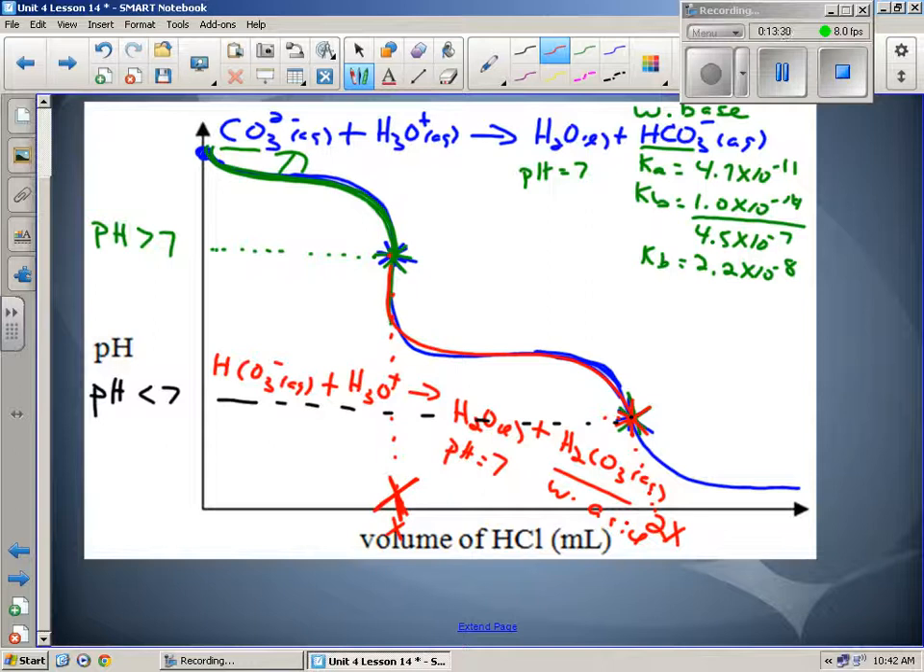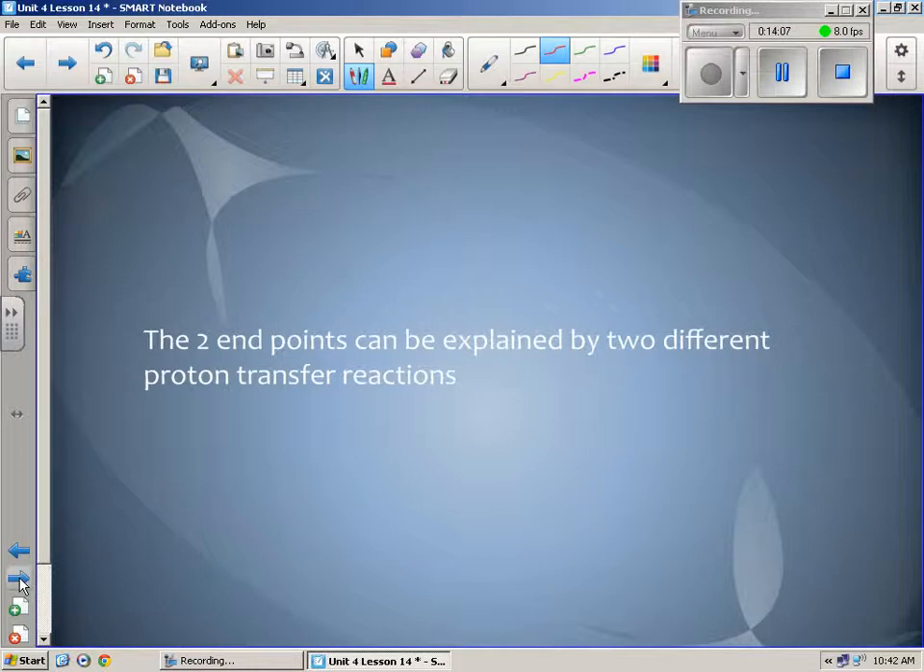Okay? So if it takes 10 milliliters for the first reaction to take place, it's going to take an additional 10 milliliters for the second one to take place, or basically 20. So 10 for the first one, it's going to be 20 for the second equivalence point. If it was 30 for the first one, it's going to be 60 for the second one. Always. Basically how that works is, for this reaction to take place, it takes 25. For this reaction to take place, it's 25. So a total of 50. Okay? So that it's always equal proportions, always. Okay? So two endpoints can be explained by two different proton transfer reactions here.